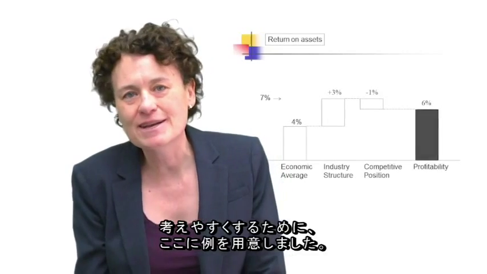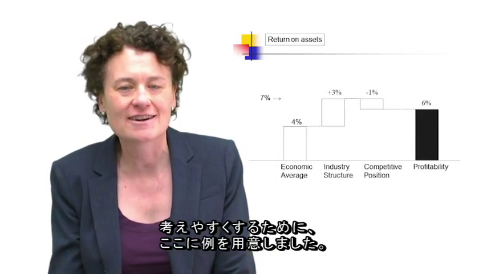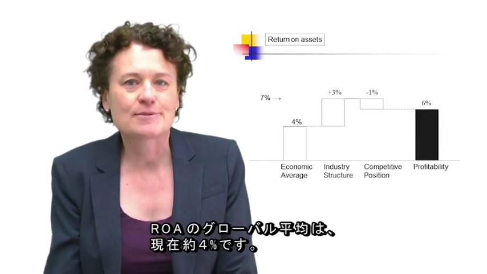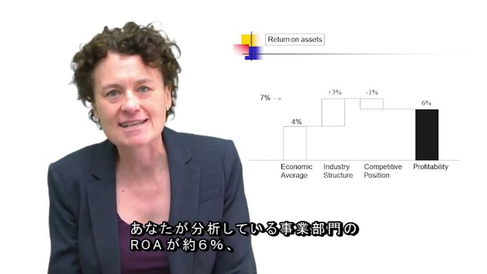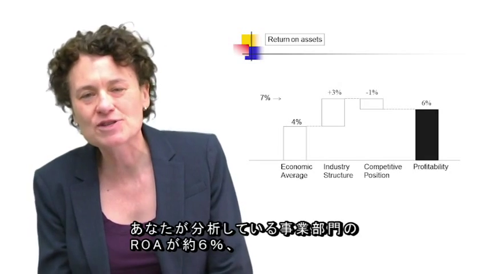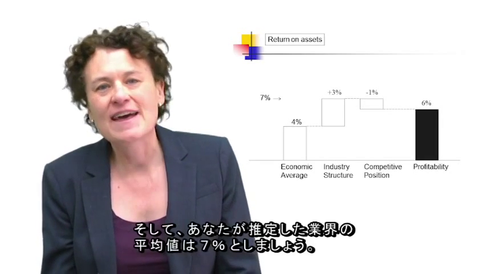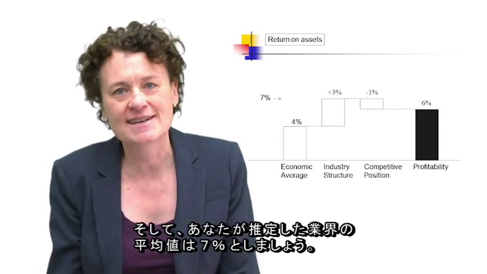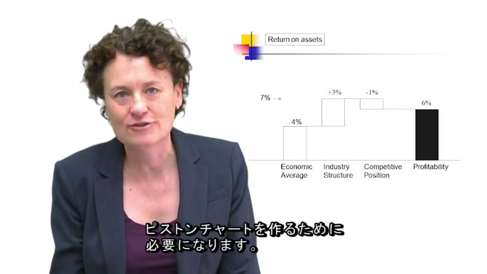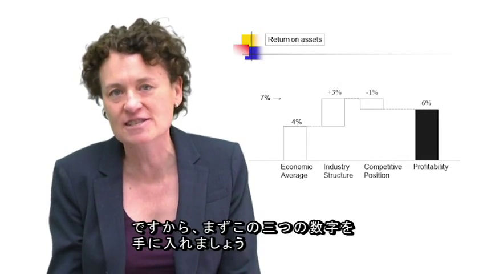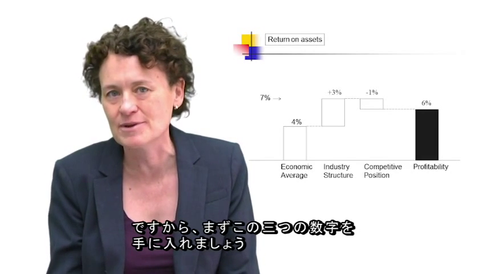I've put up an example here to try to guide our thinking here. Currently, return on assets is about 4% globally. Imagine that you're studying a business that has about a 6% return on assets, and that the industry average, as you've estimated it, is 7%. Those are the three numbers that you're going to need to draw this piston chart. So that's the place to begin, is to come up with those three numbers.